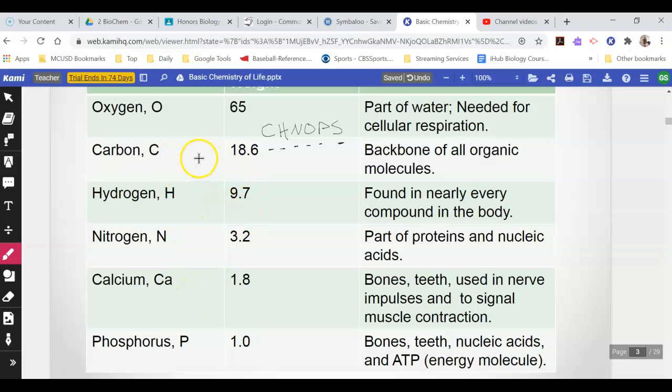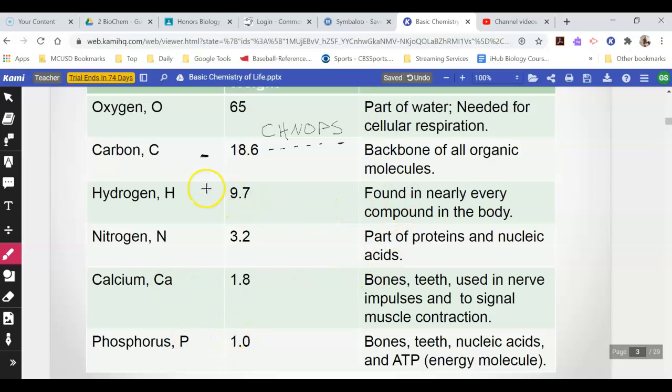And again, all organic life on this planet is based on carbon. We know the importance of oxygen, hydrogen, nitrogen, calcium, and phosphorus. So even though I do mention sulfur, this note sheet went with phosphorus.